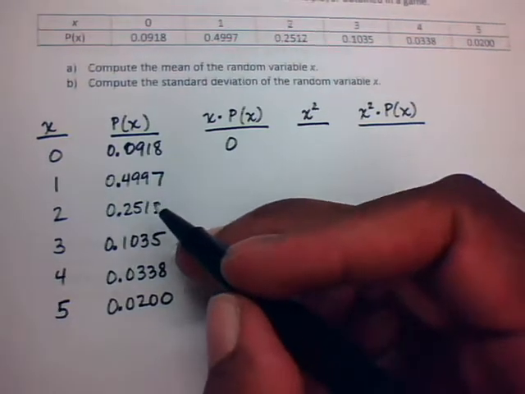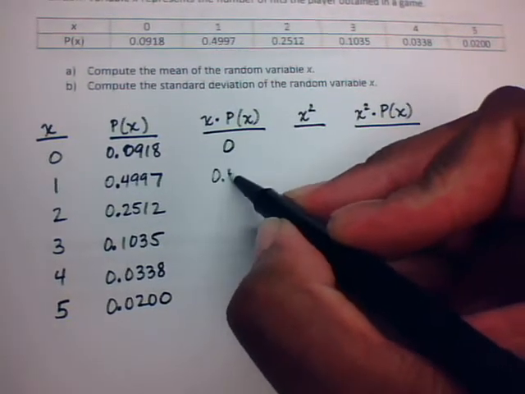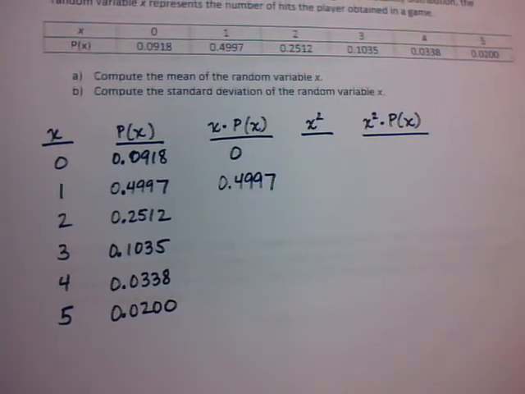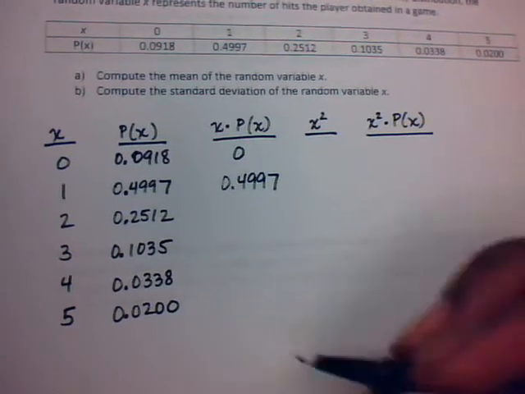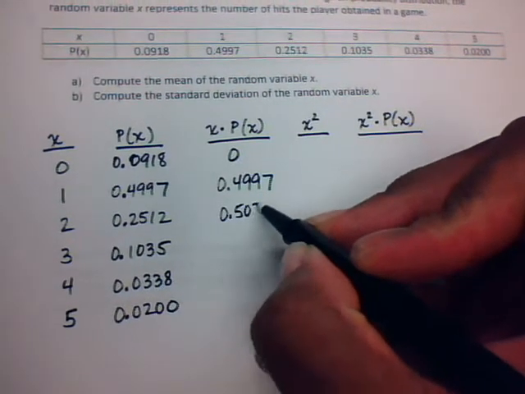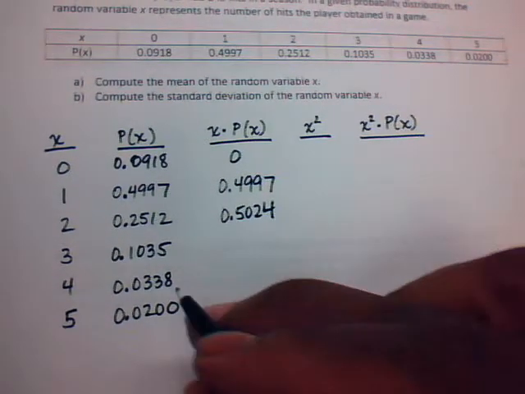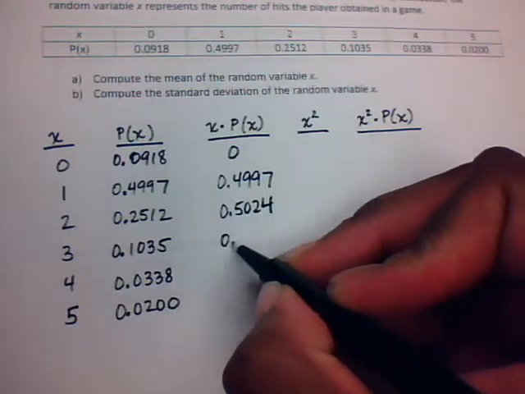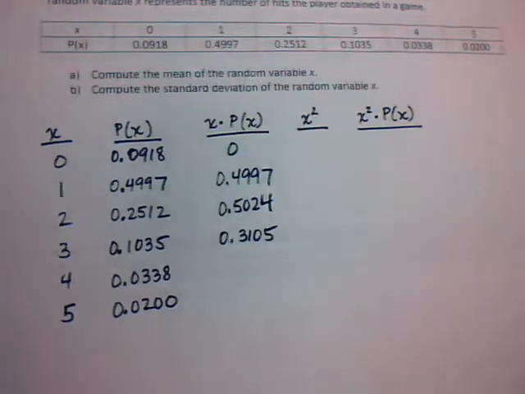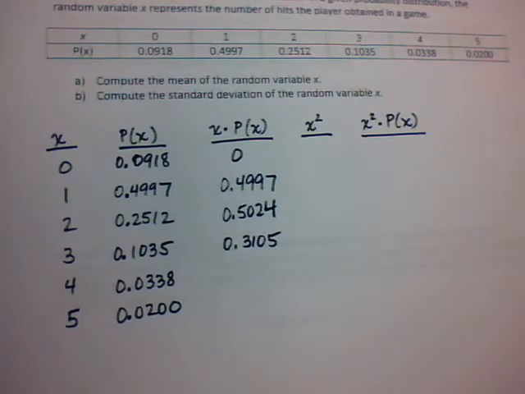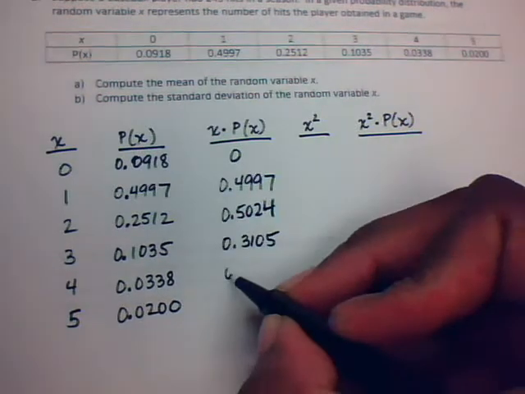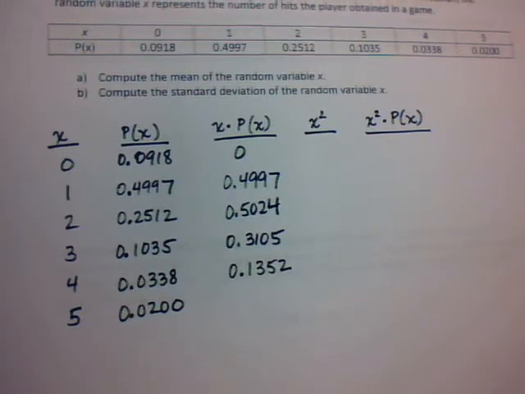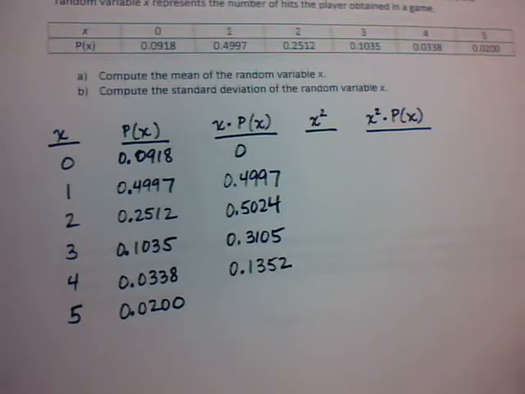For 1 times 0.4997, that'll simply be 0.4997. And then 0.2512 times 2 will be 0.5024. And then 3 times 0.1035 will be 0.3105. And then 4 times 0.0338 will be 0.1352. And then 5 times 0.0200 will be 0.1.